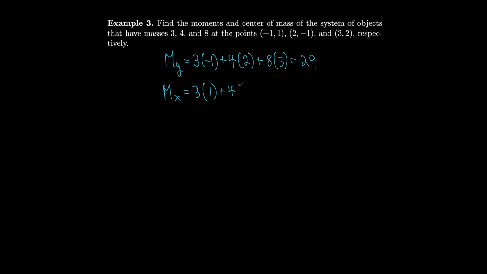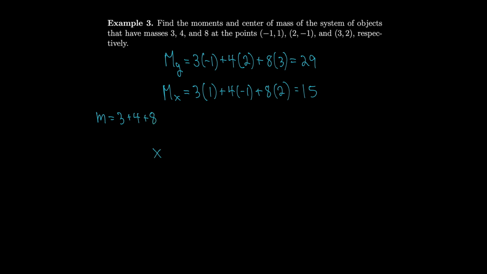So 4 times -1 and 8 times 2. All of those y values, and we get 15. So now let's get the total mass so we can divide and find the center of mass. So the total mass m is the sum of all the masses. That's 3 plus 4 plus 8. We only had 3 points, so we only have 3 masses.